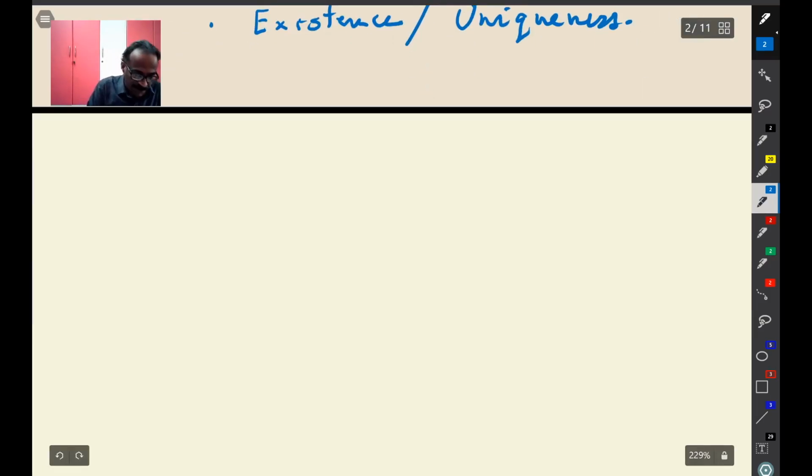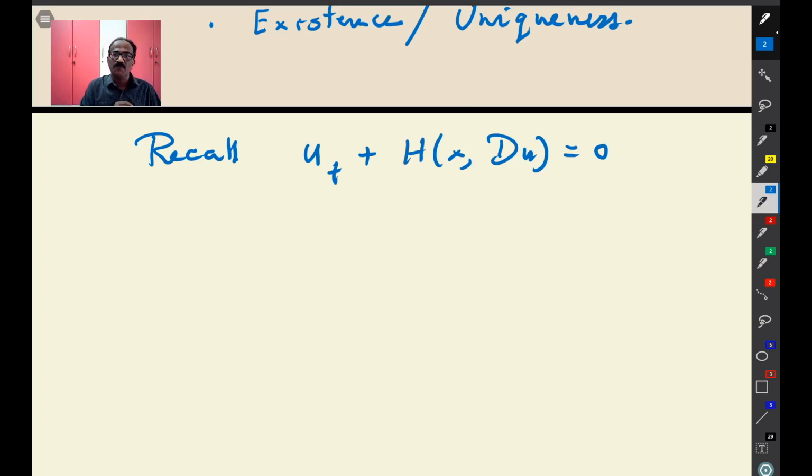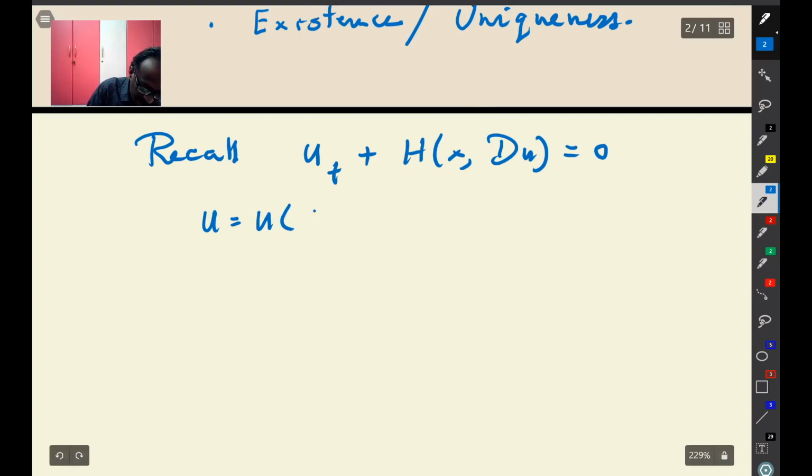So let's look at this equation. Now recall the equation u_t plus H(x, Du) equal to 0. This is in general a nonlinear equation, but it's a special form of this nonlinear equation. u equal to u(t, x) is an unknown in n plus 1 variables.